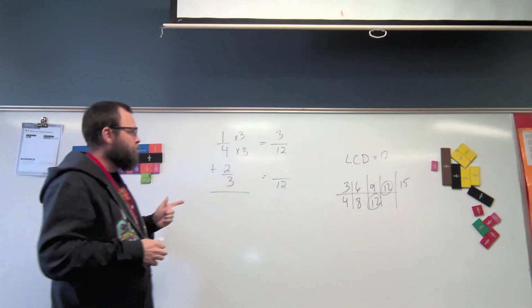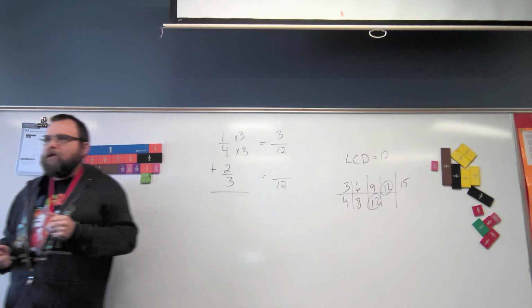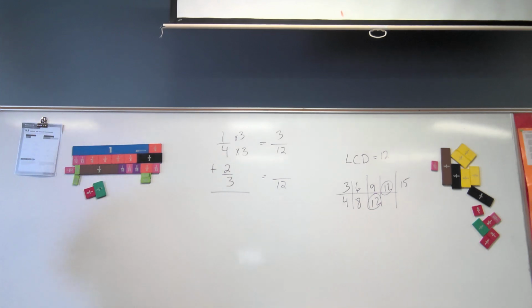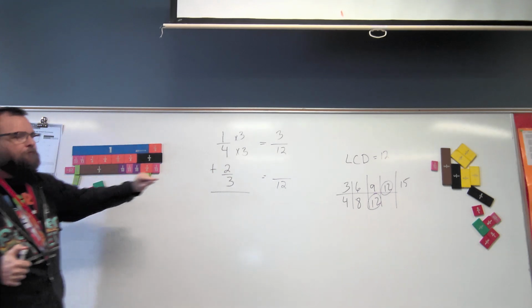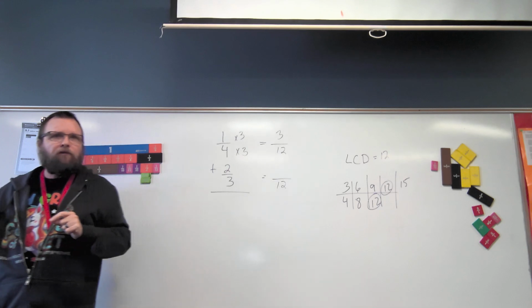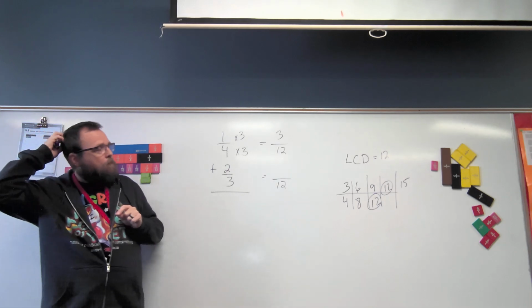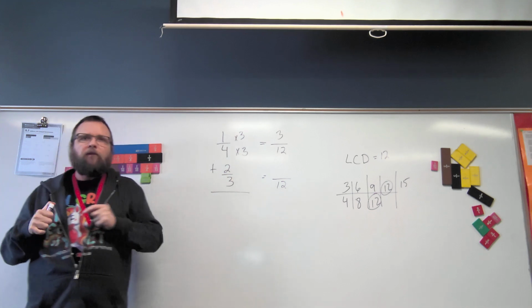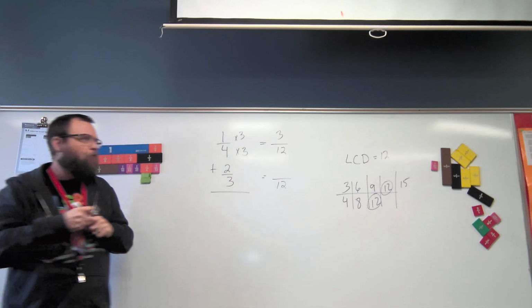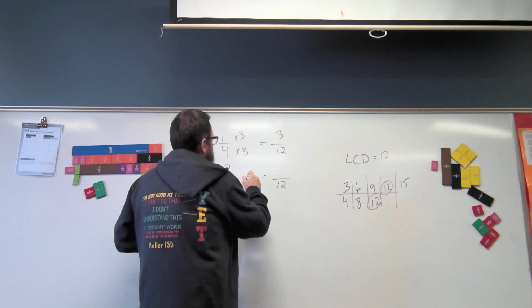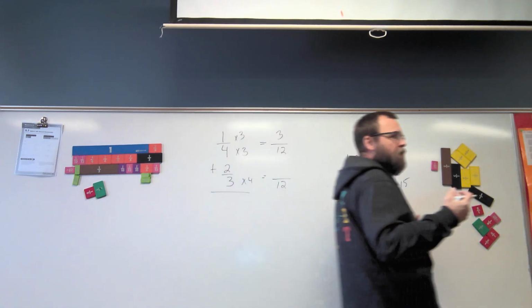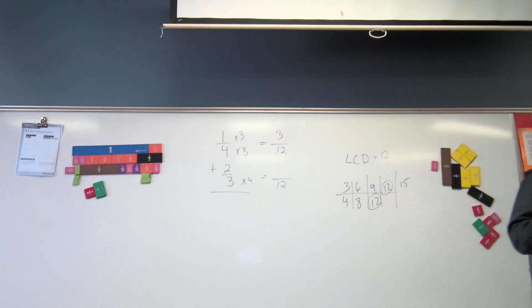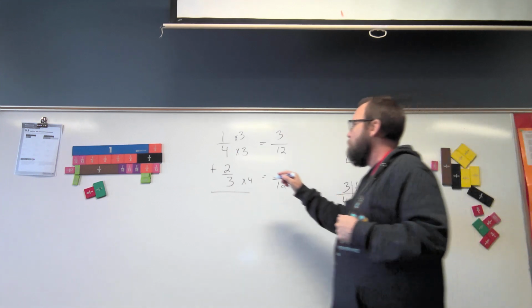Now we need to do the same thing with 2/3. We need to change 2/3 to a fraction that has a denominator of 12 without changing the value. So let's go, Maddie R. What am I going to multiply 3 by so that I have a denominator of 12? 4. If I multiply my denominator by 4, I must also multiply my numerator by 4.